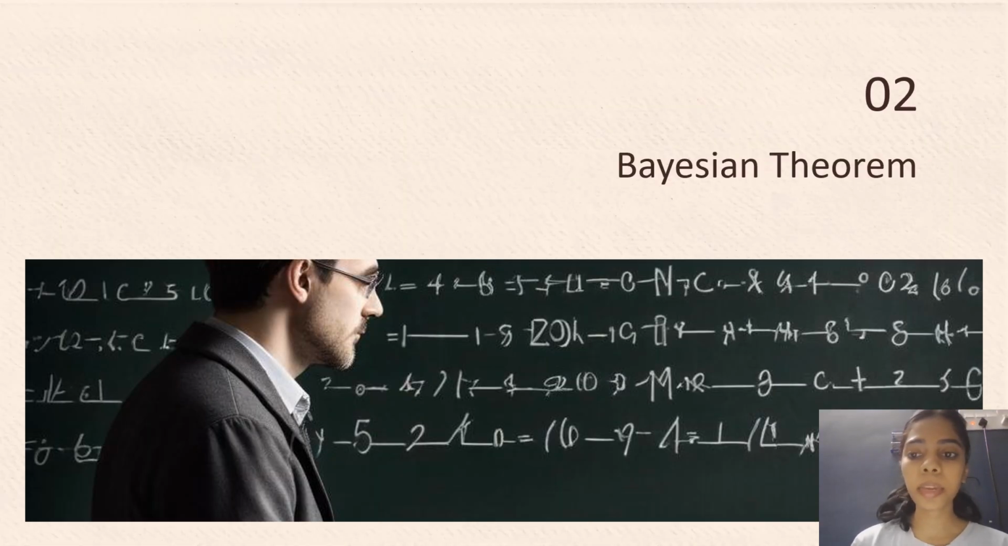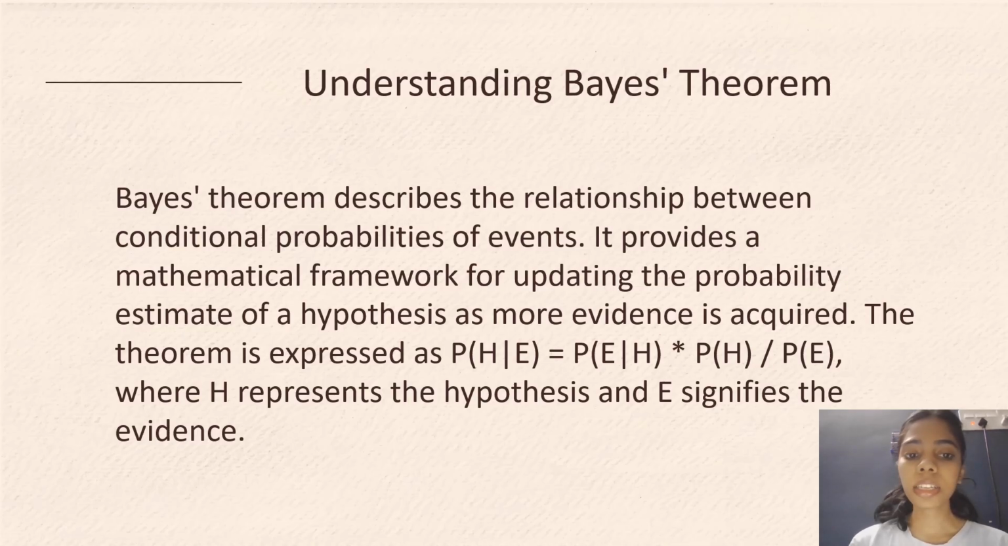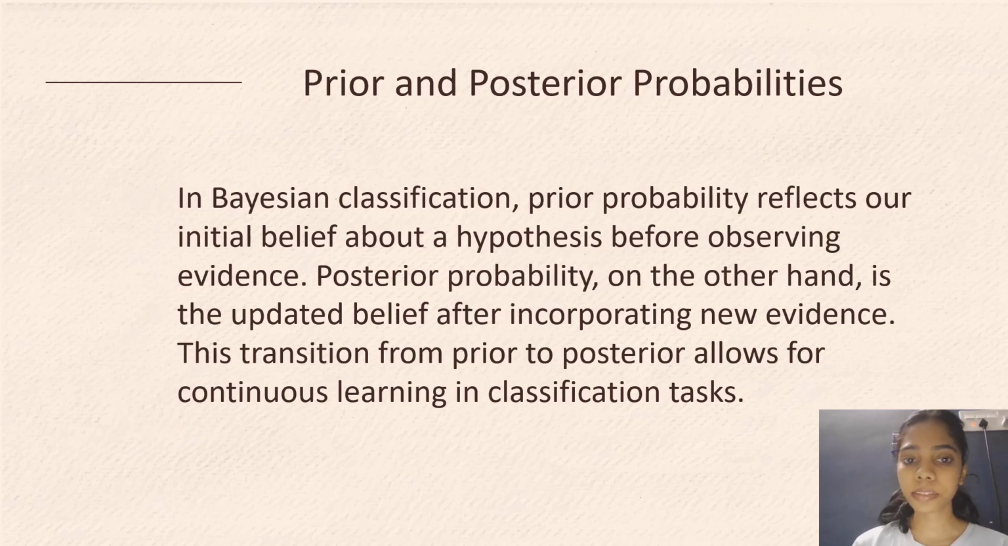Now we are going to talk about Bayes' theorem. Bayes' theorem describes the relation between the conditional probabilities of events. It provides a mathematical framework for updating the probability estimate of hypotheses as more evidence is acquired. The theorem is expressed as P(H|E) equals P(E|H) times P(H) divided by P(E), where H represents the hypothesis and E signifies the evidence.